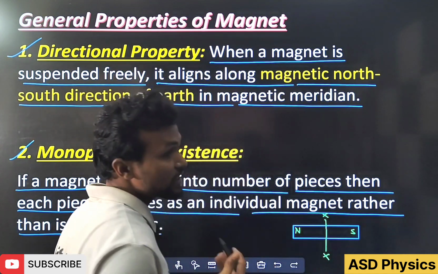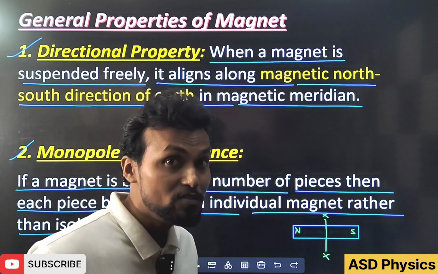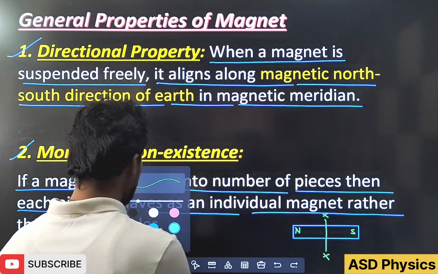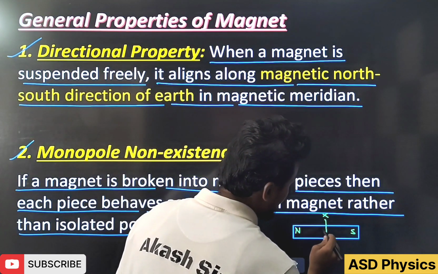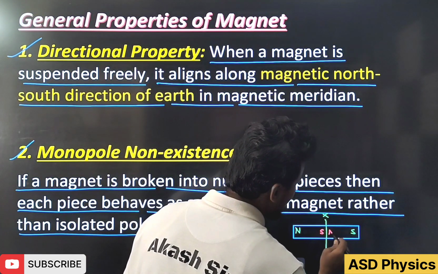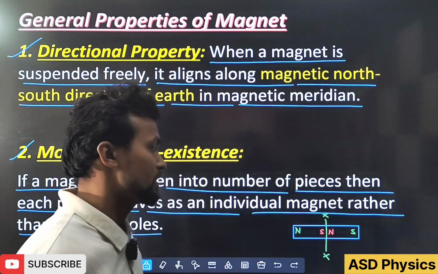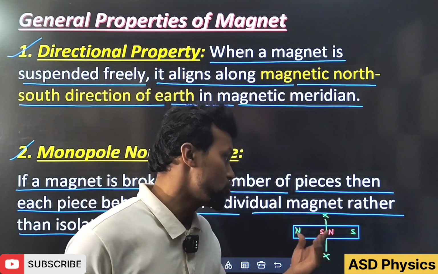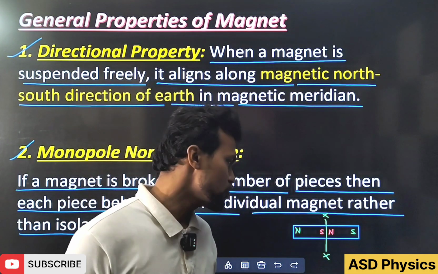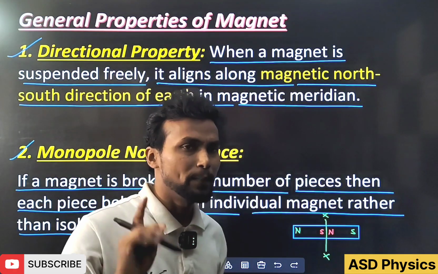The moment you cut the magnet, do you think the north and south pole will separate? No. The moment you cut the magnet, here again one south pole will generate and here again one north pole will generate. So after cutting one magnet, you will get two magnets. In further videos, we will learn about the cutting of magnets also.